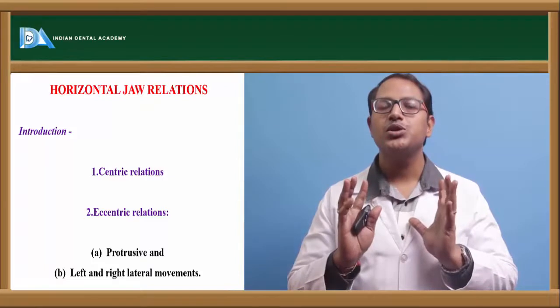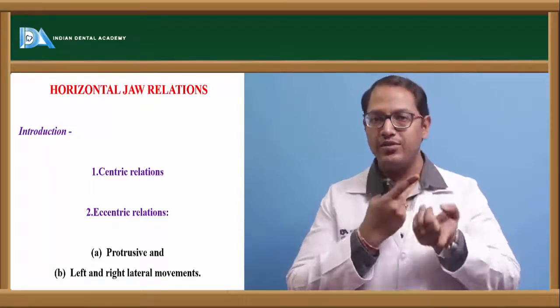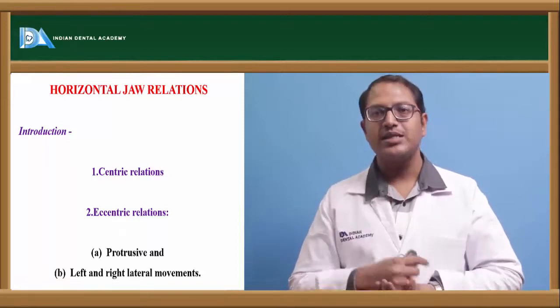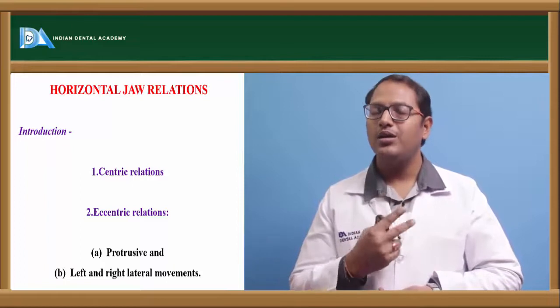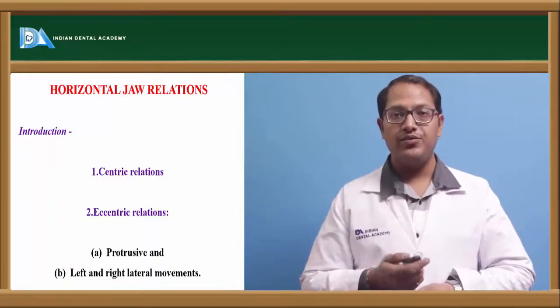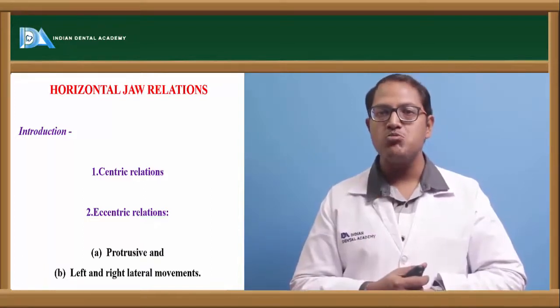Centric is closure. Eccentric is moving your mandible towards the left and right side. So centric relation and eccentric relation are the two records that you are supposed to maintain in a horizontal jaw relation. Now, in eccentric you also have the lateral excursion movements and the protrusive movements. These movements are also recorded.